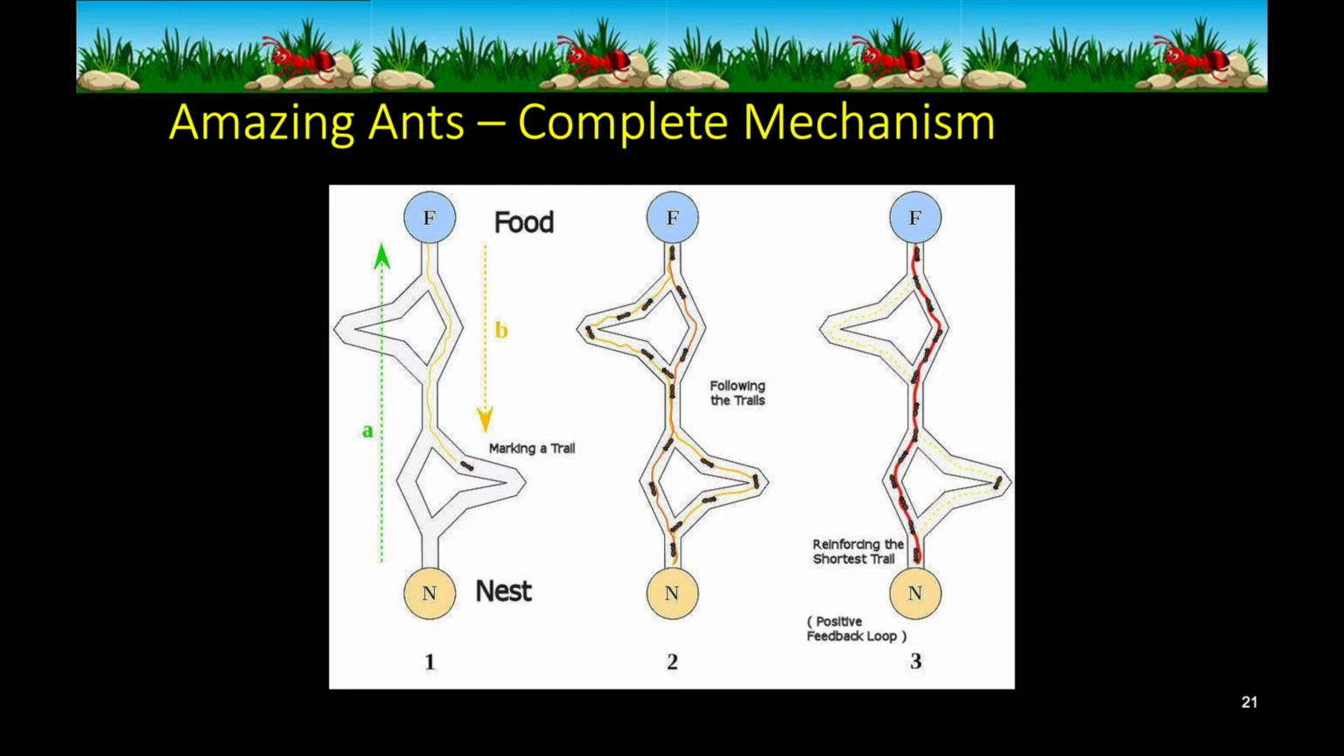So ants, despite being so simple organisms, have accomplished a very complex task. This task of finding the shortest path between 2 points is something that has been problematic for humans for a while now.